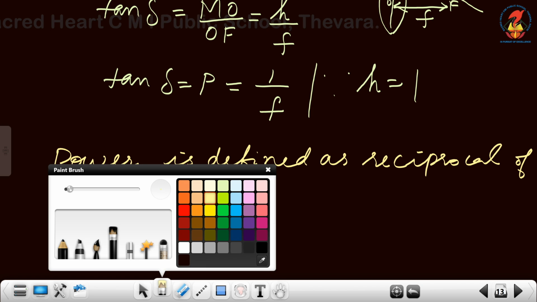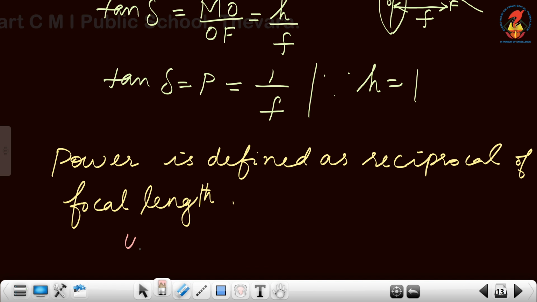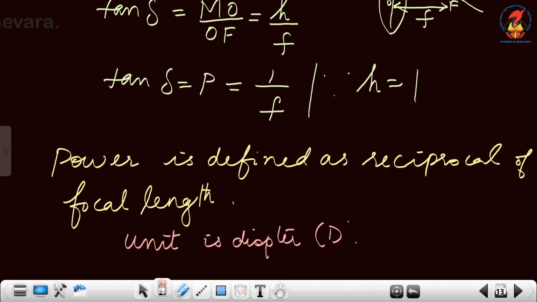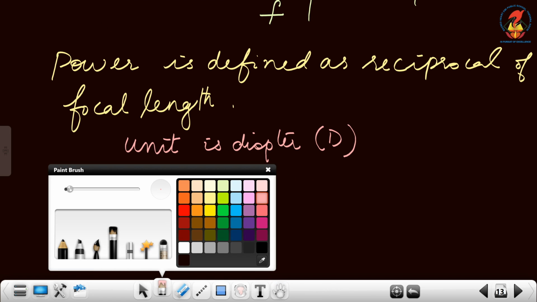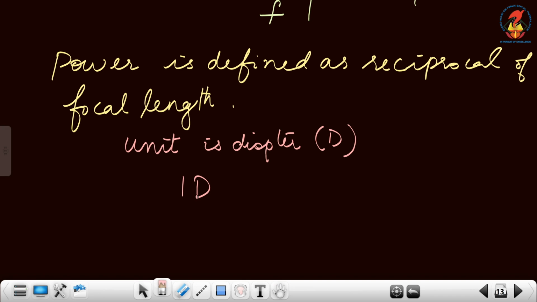And what is the unit of power? Diopter, denoted by the capital letter D. One diopter is 1 meter raised to minus 1, since P is equal to 1 by f. So when P is 1 D, we get f as 1 meter. So 1 diopter is 1 meter raised to minus 1.